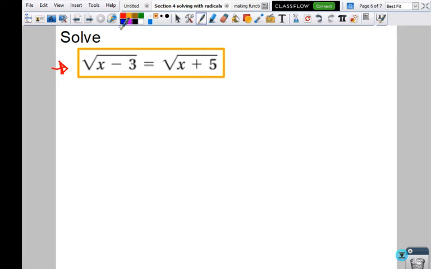Alright, so let's go over this one. Gabe, what's the first thing I gotta do? Not square root. Square, yep, to get rid of our square roots, right? And then we get x minus 3 equals x plus 5.